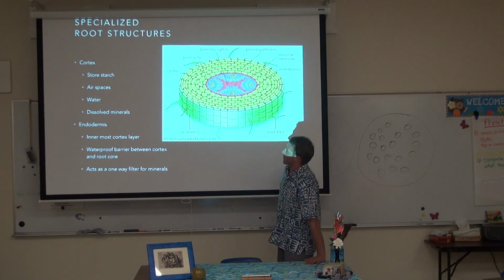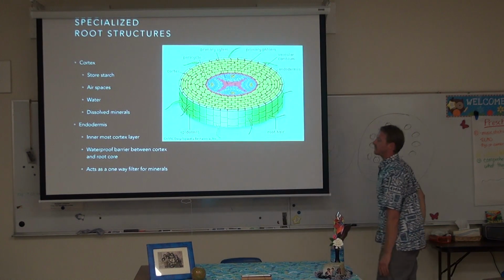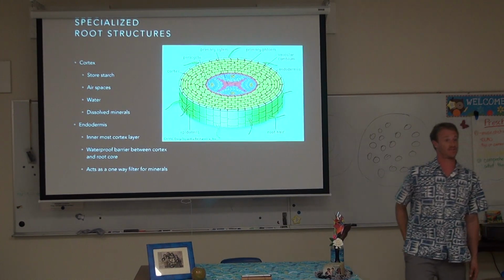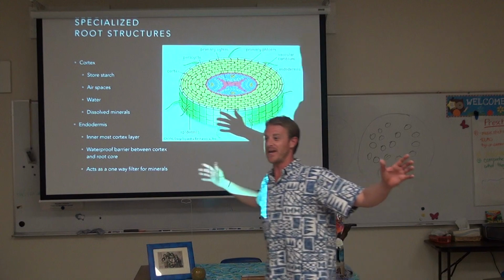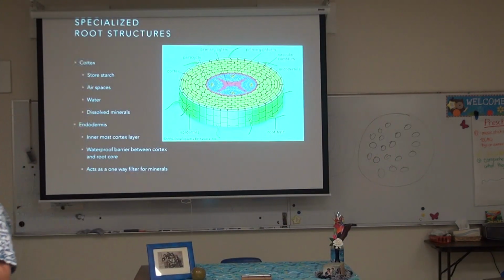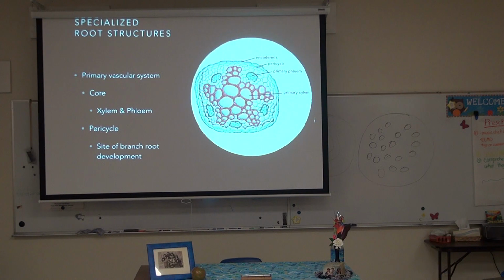Waterproof barrier, root core, and then it acts as a one-way filter for minerals. So it'll take up all kinds of minerals, but if it only wants copper and beryllium and a little bit of nitrogen, that's what it'll push through. Okay? So it's kind of like a gateway or a gatekeeper.